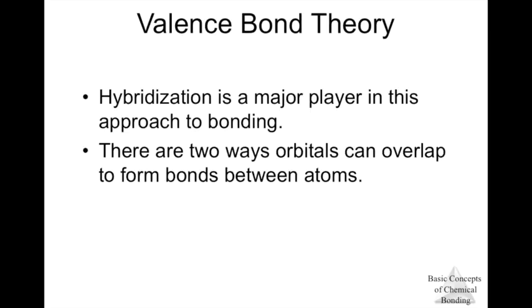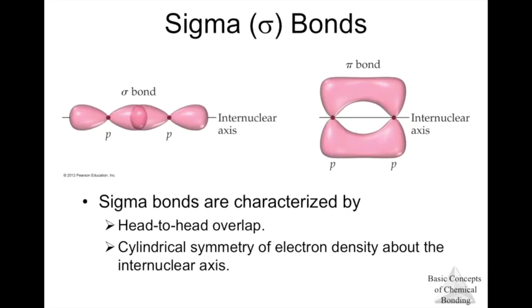And so this plays a major role in valence bond theory as it applies to bonding, right? There are 2 different ways that orbitals could overlap to form bonds between atoms. And this is going to explain a little bit about the distance between bonds and strength between bonds and things like that. So we're looking at sigma bonds. This is something you would see in a single bond. So here we have just 2 p orbitals overlapping in between the 2 atoms. So it's a head-to-head overlap. It's a cylindrical symmetry of electron density around the internuclear axis. So here's your cylinder right there.